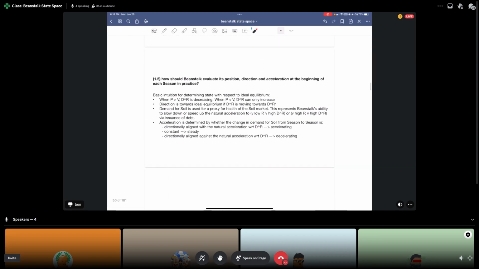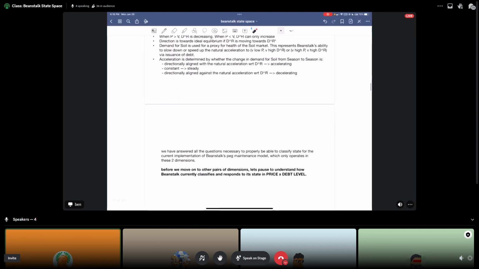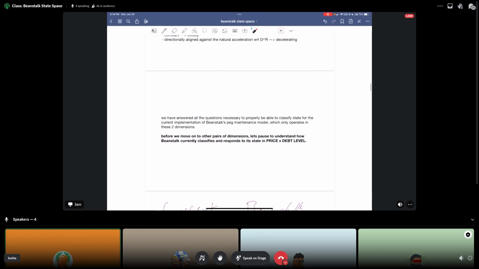And basically, before we move on to talking about how this works for the other dimensions, it's probably a good idea to sort of pause and talk about how Beanstalk actually, in practice, classifies state, classifies what's going on, and then responds to state in 2 dimensions before we move on to 3 dimensions. So I see we have a question here. Before we move on to Beanstalk's sort of response, let's see what Quasimath says.